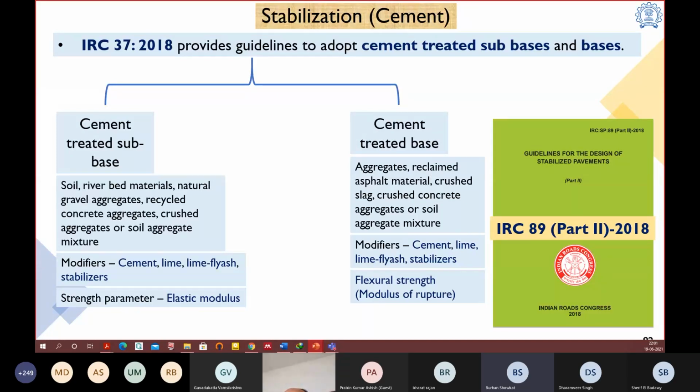As far as the cement-treated base is concerned, for this we again have the mixture of aggregates. We can also use RAP material for this, as we'll see later, using foamed bitumen or emulsion. The different modifiers that can be used comprise cement, lime, fly ash, and again the chemical stabilizers. Usually here we are interested in finding the flexural strength or the modulus of rupture for the purpose of fatigue analysis. Sir, please add some information.